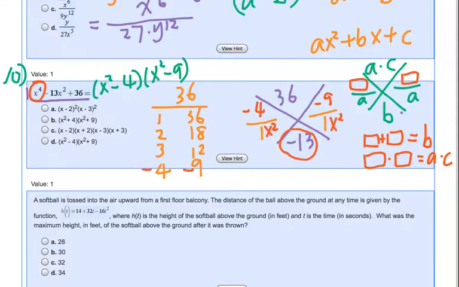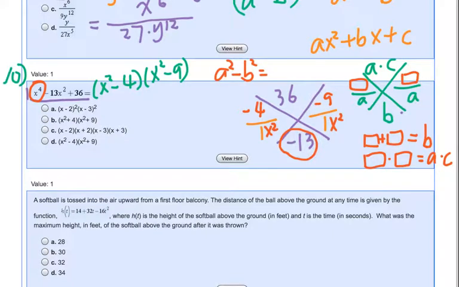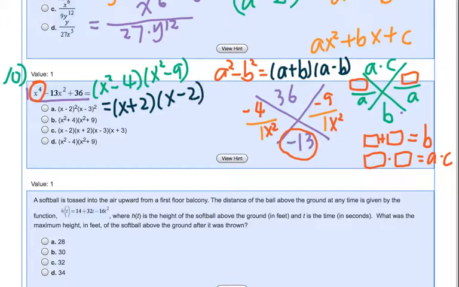But for x squared minus 4, x squared minus 9, I call this difference of squares factoring, which means I have a squared minus b squared. It will be equal to a plus b times a minus b. Thus, you can move on to x plus 2 times x minus 2, then x plus 3 times x minus 3. That's why C will be your answer.